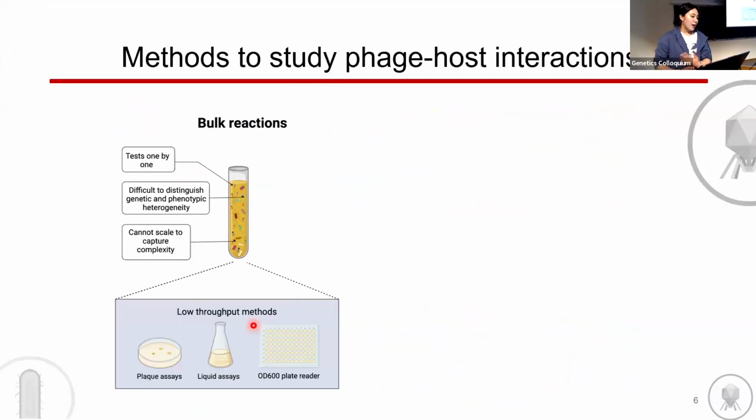So there are some tools that actually can address studying different kinds of phage-host interactions, and these are traditional bulk assays. So this could be within tubes or OD 600 plates or plaque assays, as we use for virologists. But these only test one by one, and it's difficult to elucidate the heterogeneity, whether genetic or phenotypic, within these flasks. And these methods also cannot scale to capture the complete complexity of all these different interactions.